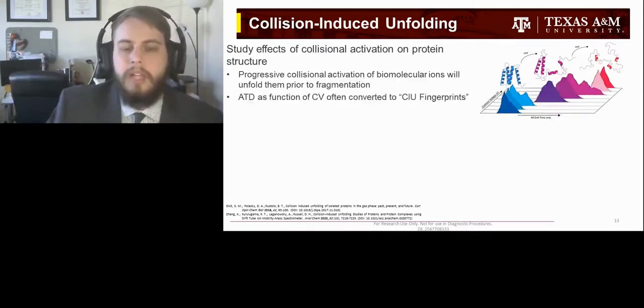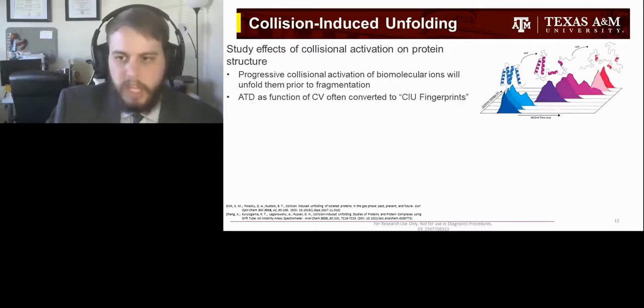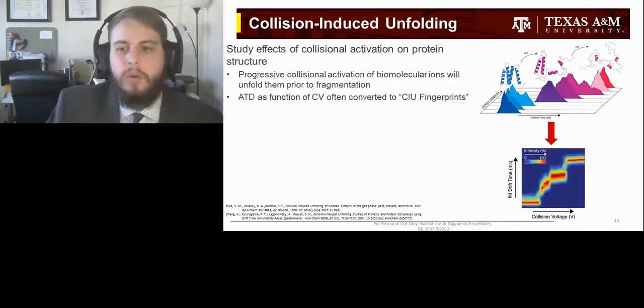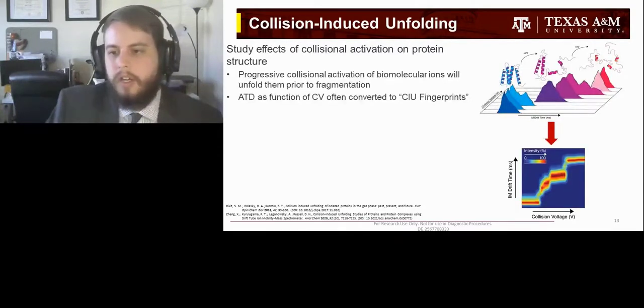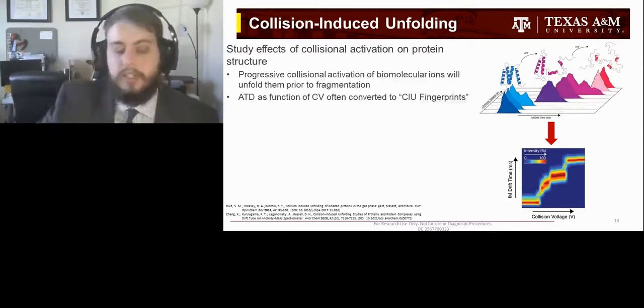So what we can do is plot the arrival time distribution or the drift times as a function of collision voltage into a nice 2D plot, where we can show these waterfall type plots as a nice plot of drift time or collision cross section as a function of collision voltage to look at these transitions as a function of collision energy.